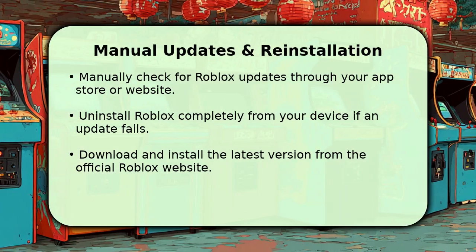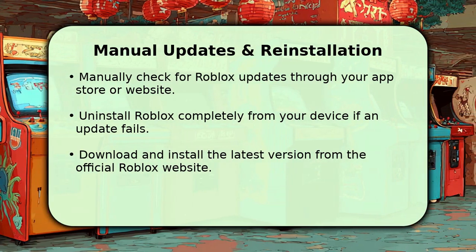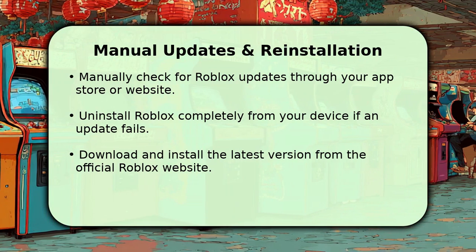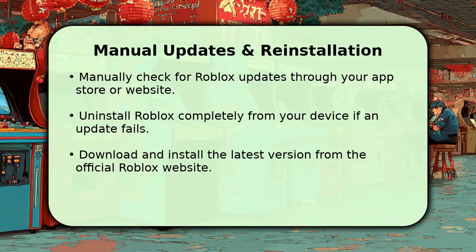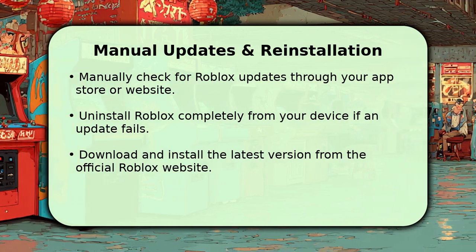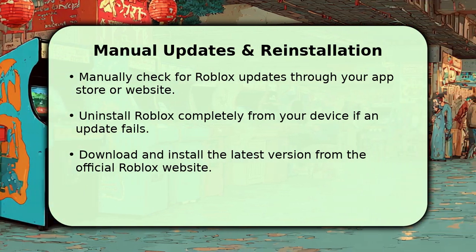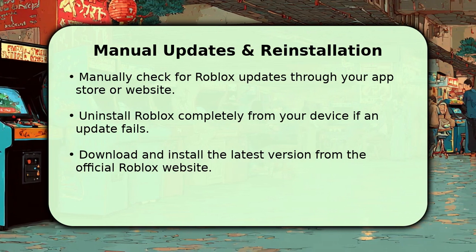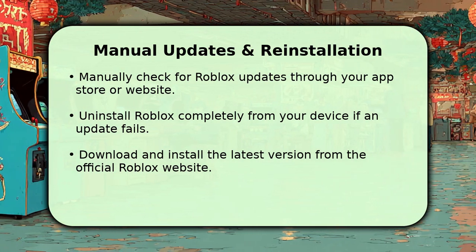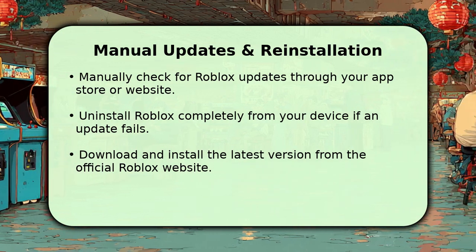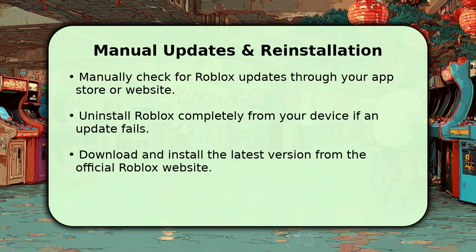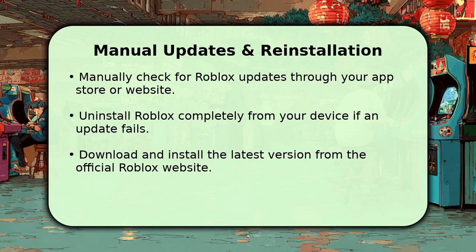If restarting does not work, you can try manually checking for updates through your operating system's app store or the Roblox website directly. If the issue persists, a complete reinstallation might be necessary. First, uninstall Roblox from your device, then download the latest version from the official Roblox site. Remember to back up any custom content or saved game files before uninstalling, although most Roblox data is server-side. This ensures you start with a fresh, updated installation.